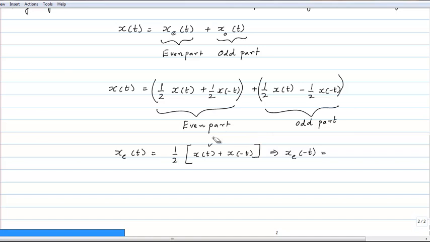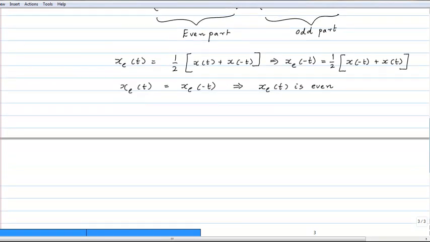And what will I get if I replace t by minus t? Well, I'm going to get half of x of minus t plus x of t, which is in fact the same as what we started with. So what that really means is that the signal xe of t is such that xe of t is the same as xe of negative t, which implies that this is even. And the same idea can be used to show that the other part is odd.